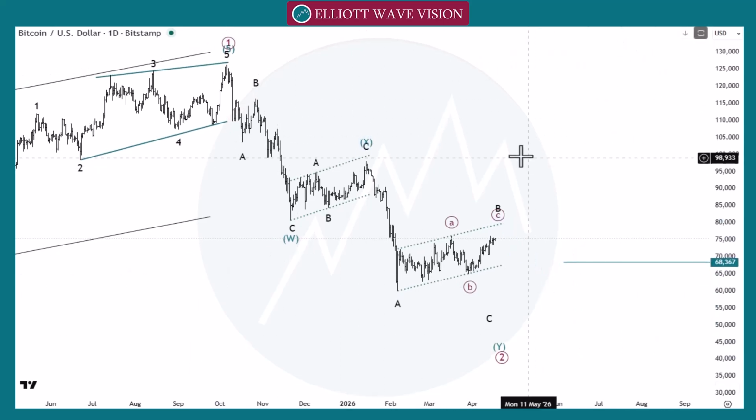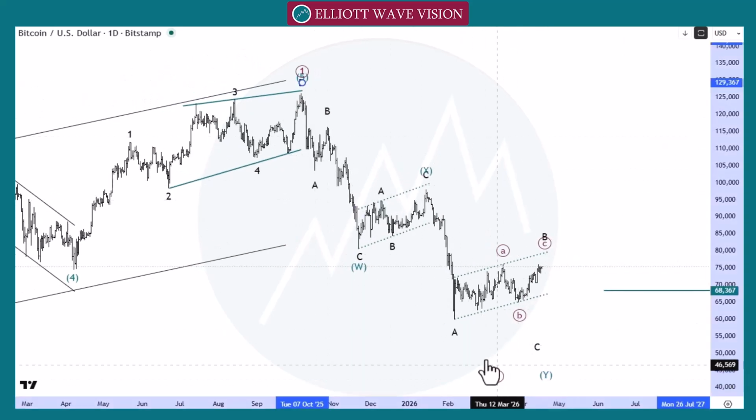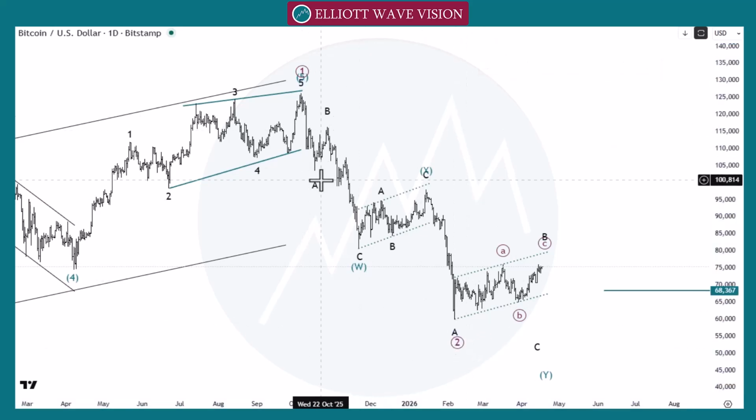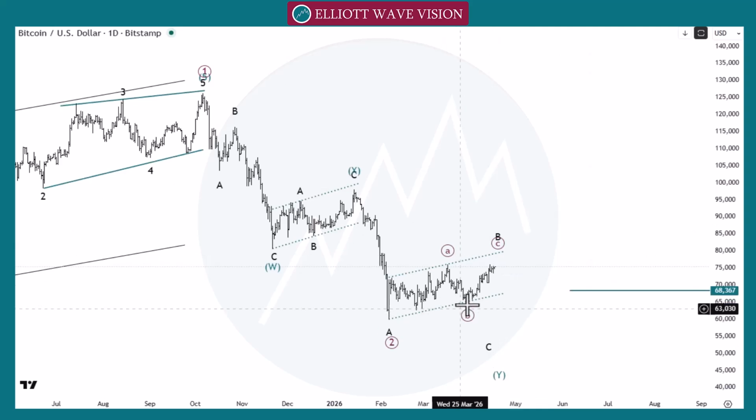For another possibility that's also possible, we can count this whole structure as a corrective pattern. Okay, let's check the wave 1, 2, wave A, B, 1, 2, 3, 4, 5. Okay, we can count this structure as a corrective pattern as a wave 2. If this is the wave 2, then we will go towards the bullish side, but this pattern looks more like a corrective pattern and channel-based pattern. We can count the structure like 1, 2, 3, 4, 5 leading diagonal.